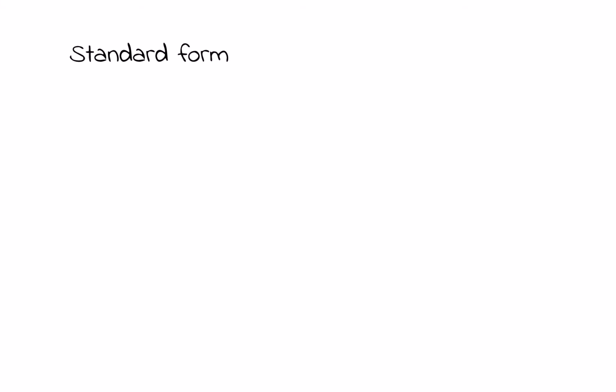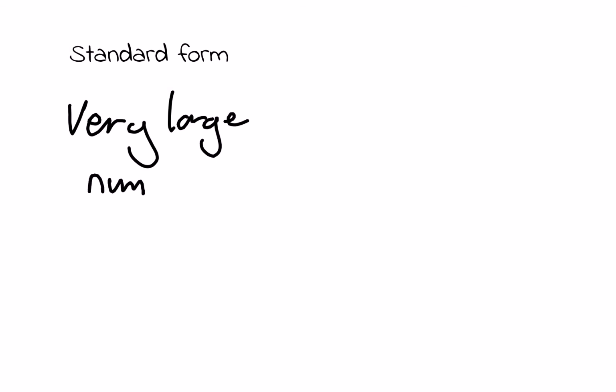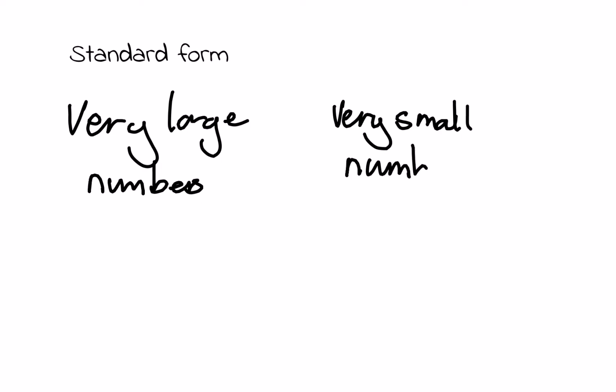Standard form is a way we can write out numbers, and it's got three main uses. We can use it first of all to write out very large numbers. We can use it to write out very small numbers. And probably most importantly, we can use it to represent the number of significant figures.